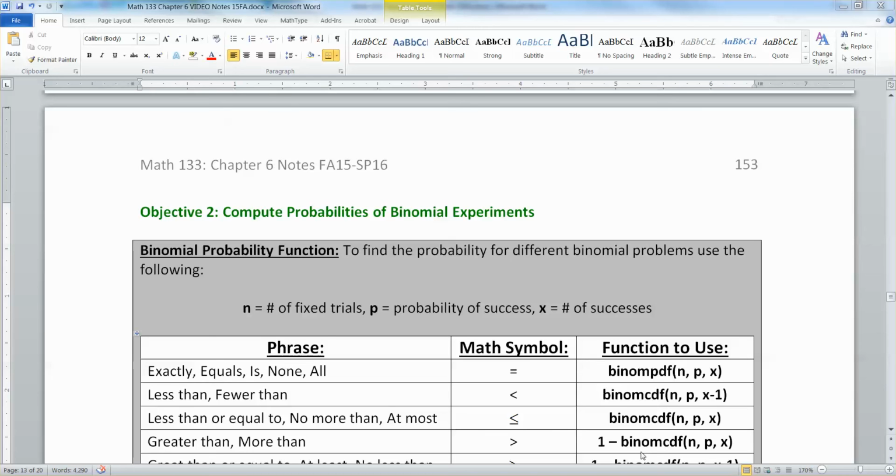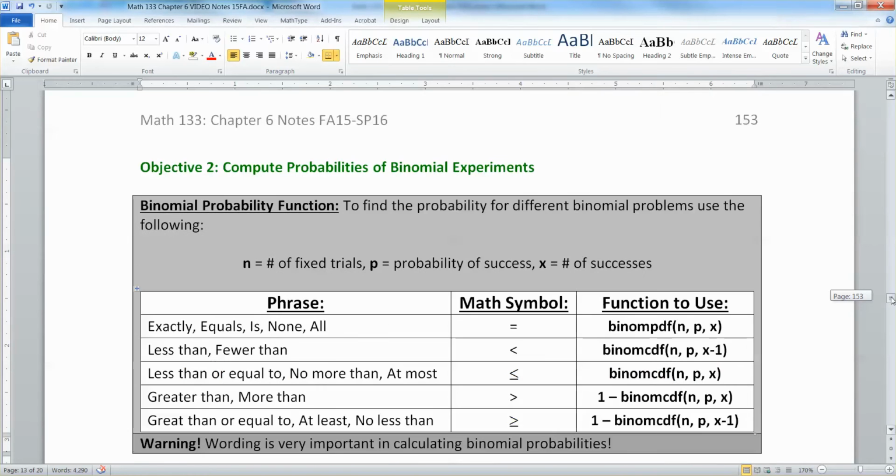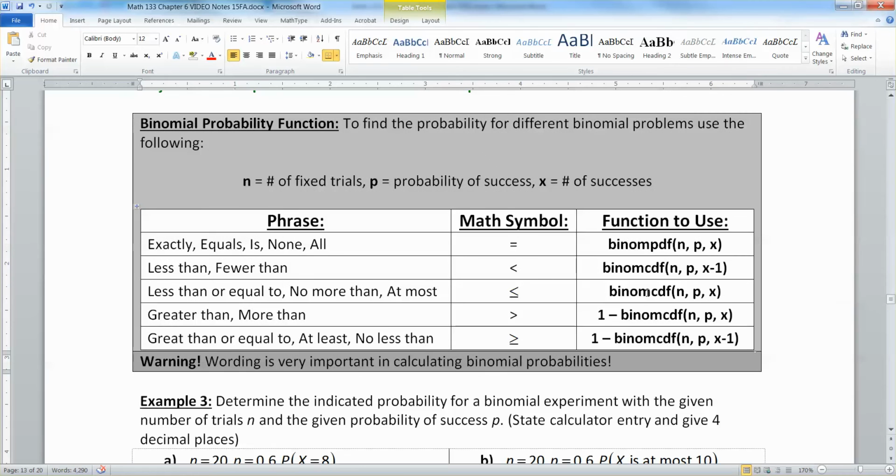So remember, our entire purpose for figuring out whether or not something was a binomial experiment was so that we could use some kind of quick formula to be able to find probabilities. And that's exactly what we're going to do. So if we have a binomial probability function, if our experiment fits the binomial criteria of fixed number of trials, independent trials, probability of success is consistent, and there's only two outcomes, then we're able to use our calculators to perform the calculations for us.